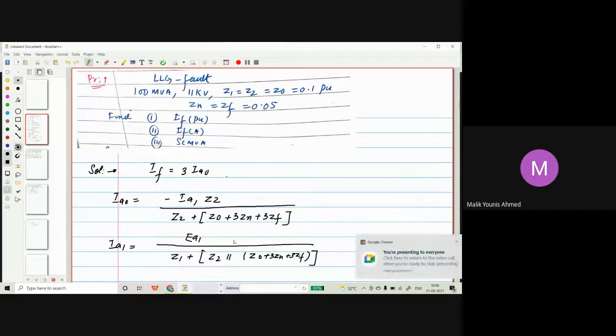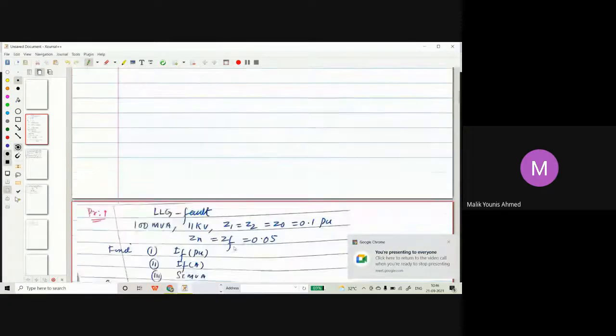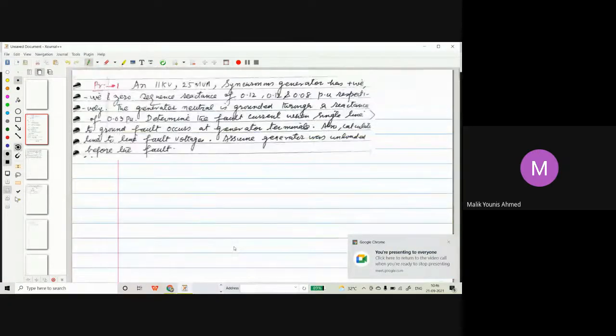Anyway, let's continue. Okay, so the next problem is an 11 kV, 25 MVA synchronous generator.